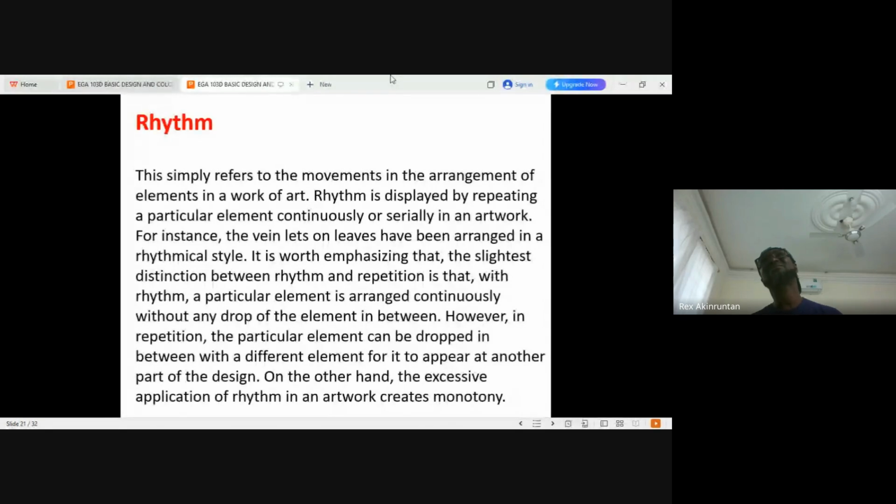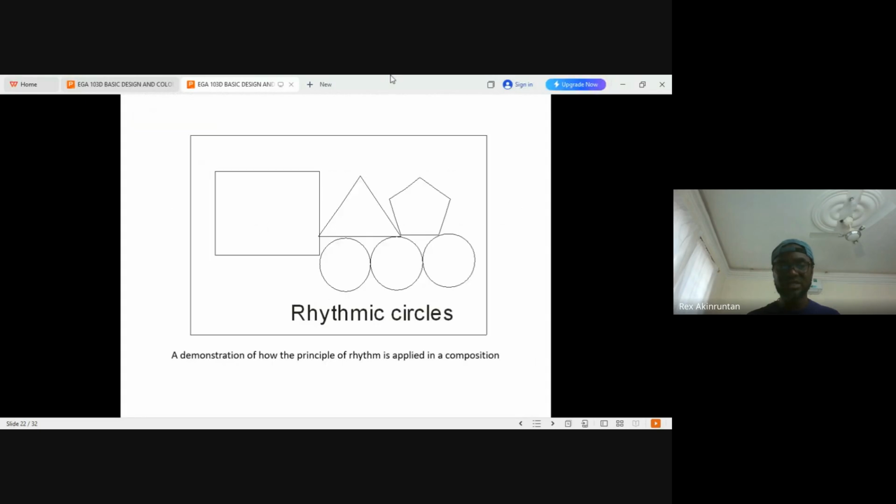And in design, it's mostly used around certain areas that will enable us to have some kind of movement. So rhythm creates a kind of movement that will help direct the eye to actually appreciate the design. Okay, so let's see if I have an example here. This is an example here now.